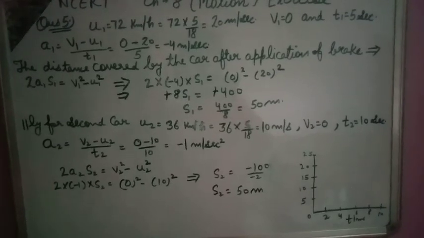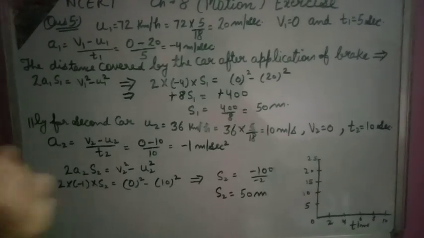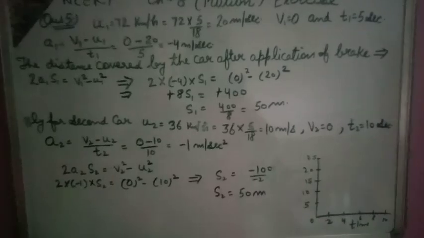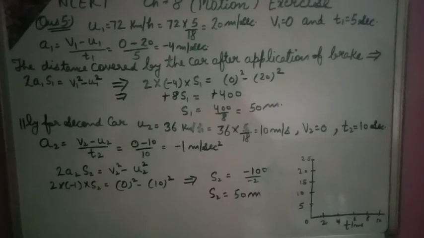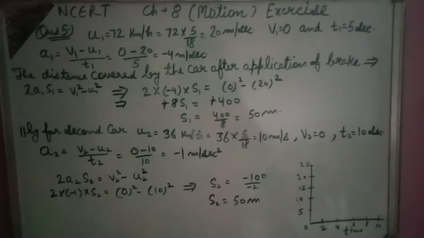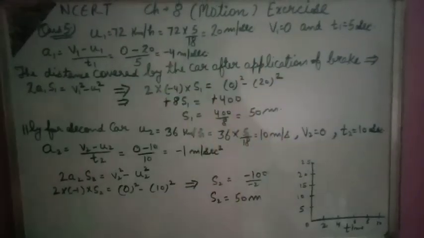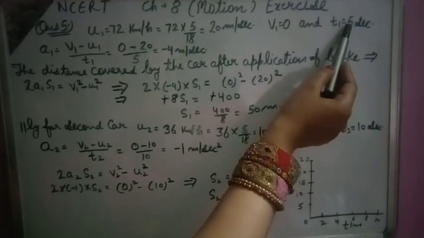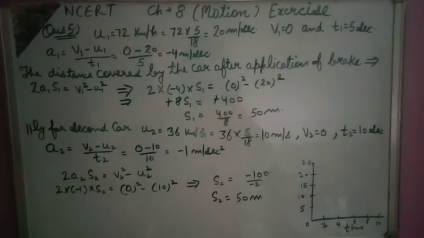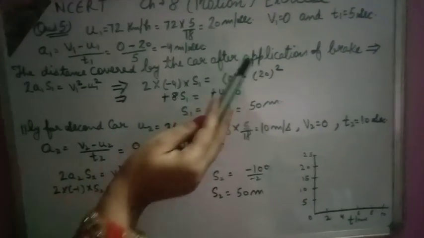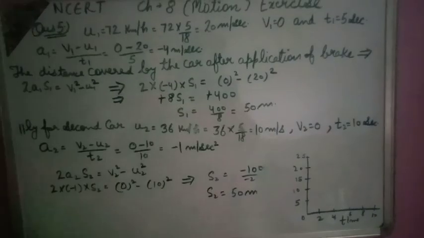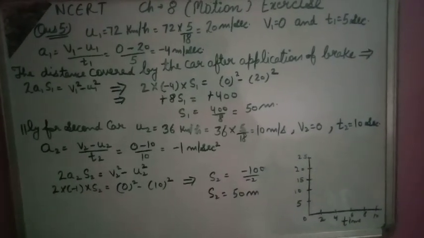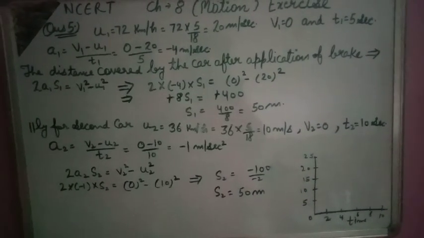Finally, my car is coming to the position of rest. So v1 is the final speed of the first car. Finally, it will come to rest, so its final velocity will be 0, and the time taken is 5 seconds to come to rest. After applying the brake, the time taken is 5 seconds. So I have to find out the distance covered.